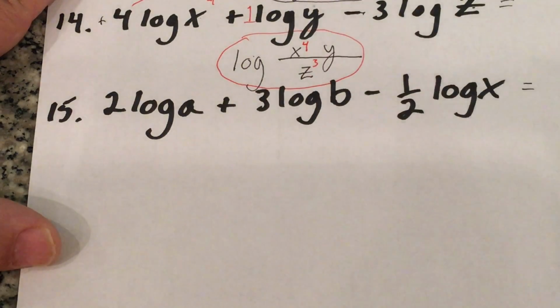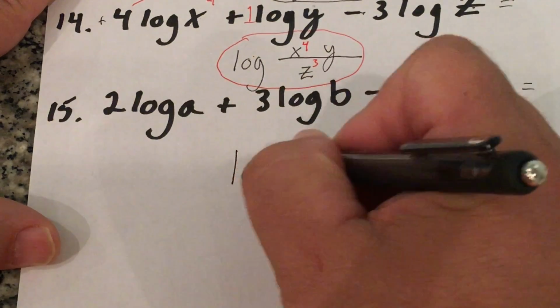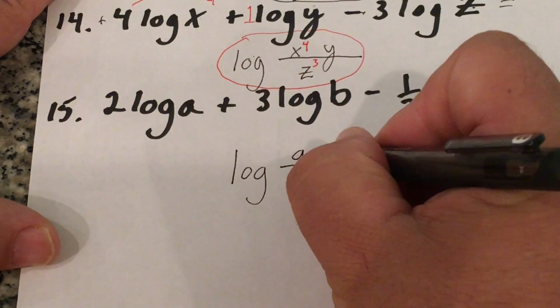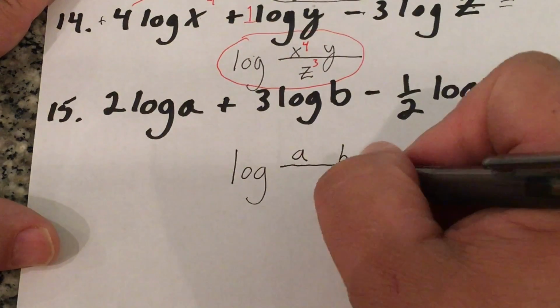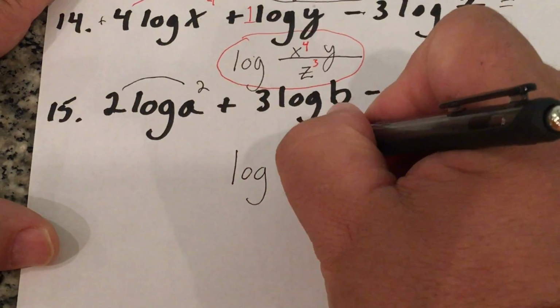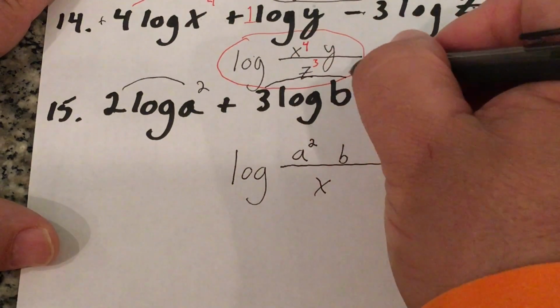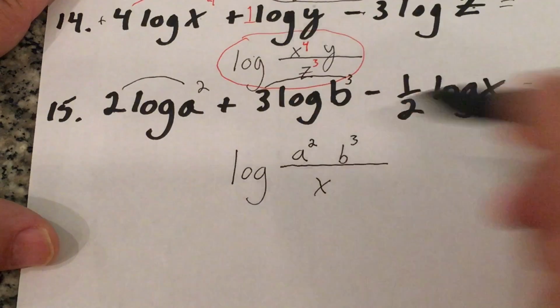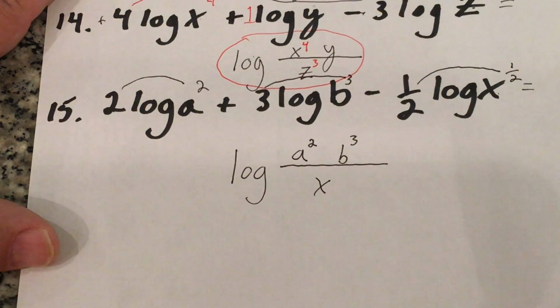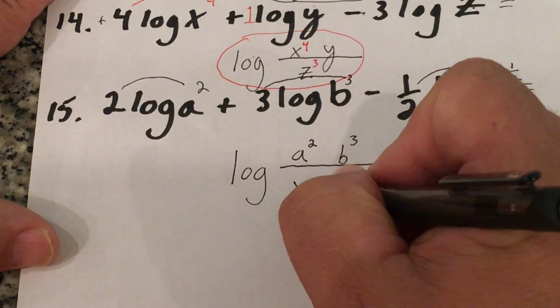I write the word log one time. I see a minus sign, so I put a division bar. A goes on top, B goes on top, X goes on the bottom. The 2 gets kicked up as an exponent, so that's going to be a squared. The 3 gets kicked up as an exponent, so it's going to be b cubed. The 1/2 gets kicked up as an exponent, but we rewrite that, x to the 1/2, as the square root of x.